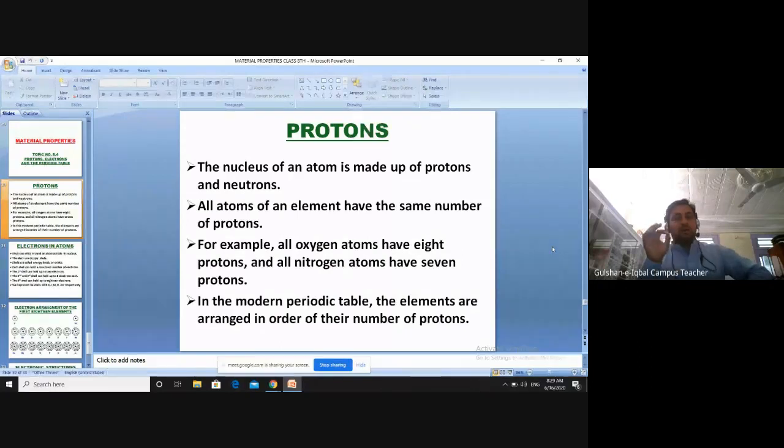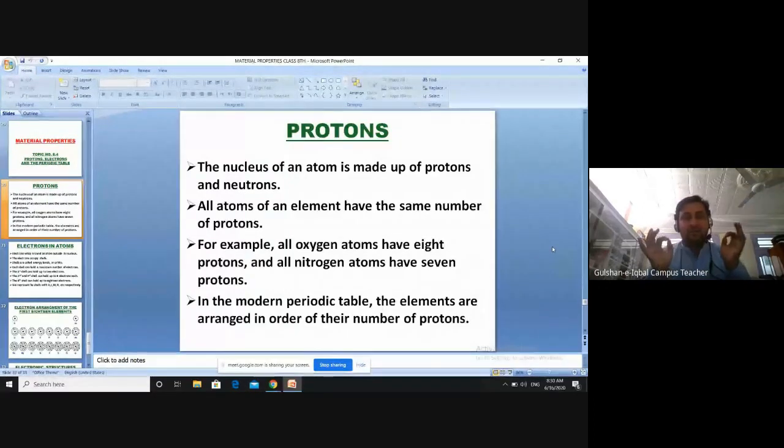And all nitrogen atoms have 7 protons. It means that if there are 1,000, 10,000, 100,000 atoms of nitrogen, each and every atom of nitrogen will contain 7 protons. So there is a particular number of protons present in each and every atom. That is not going to change. So oxygen atom contains 8, nitrogen atom contains 7, hydrogen atom contains 1, helium atom contains 2. It means there is a fixed number of protons present in the nucleus of each and every atom. That number of protons cannot be different.